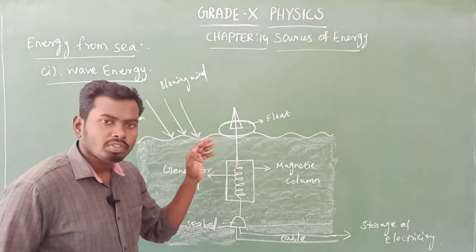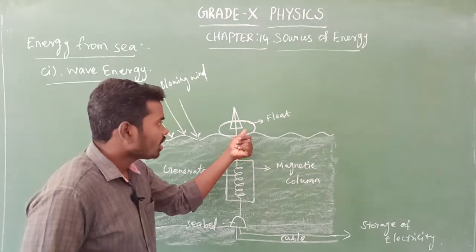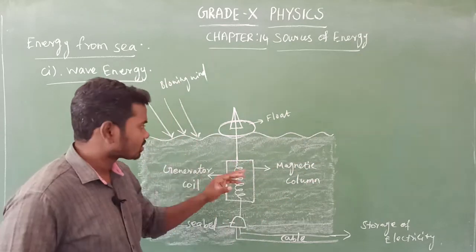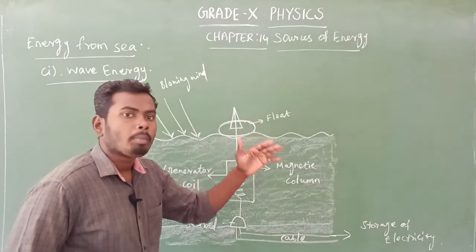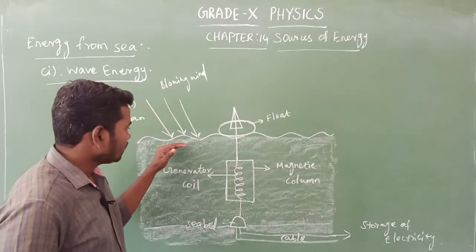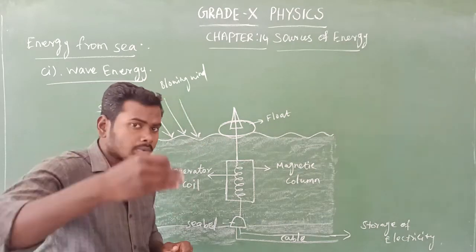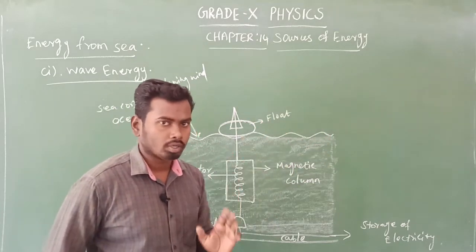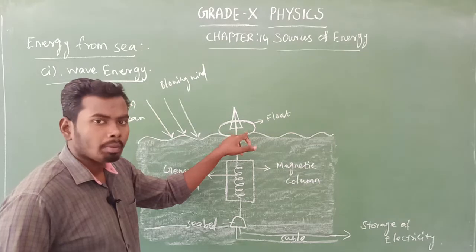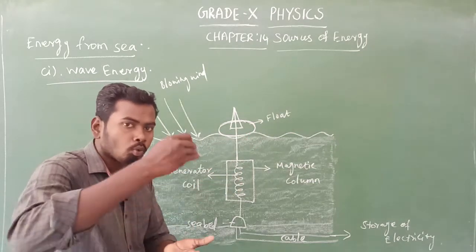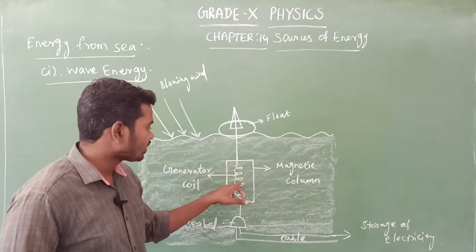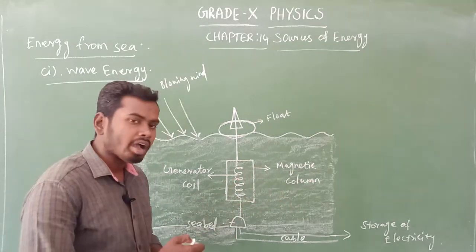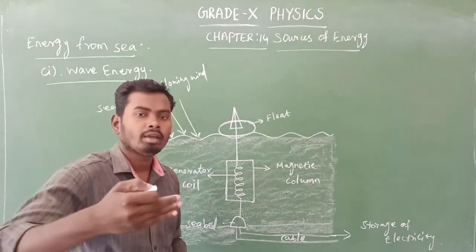When the surface of the sea or ocean water moves up and down, accordingly this float also moves up and down. Am I right or wrong? Yes. As the water moves up and down, correspondingly this float also moves up and down. Is it clear? Yes. When the float moves up and down, this coil also moves up and down, because the float is connected with the generator coil, which is kept inside the magnetic column. So this coil also moves up and down very, very fast.